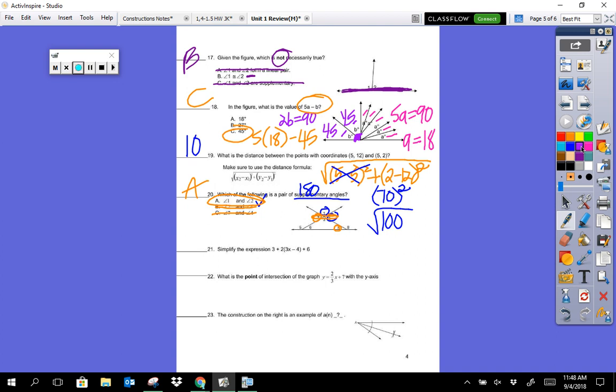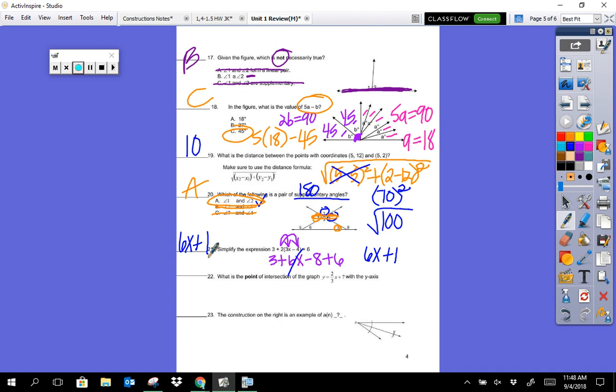Number 21, simplify the expression. So here we're bringing some algebra back in. I need to distribute that too. So it's 3 plus 6x minus 8 plus 6. And then I'm just going to combine like terms. So I have a 6x, and then I have 3 minus 8 is negative 5, plus 6 is positive 1. So 6x plus 1. Nothing to solve, you're just simplifying.